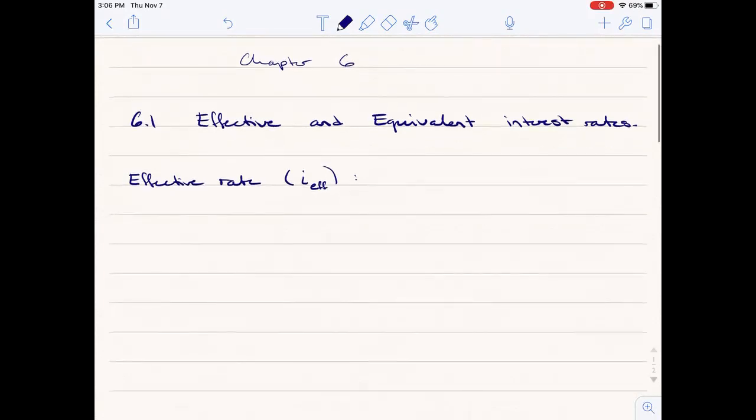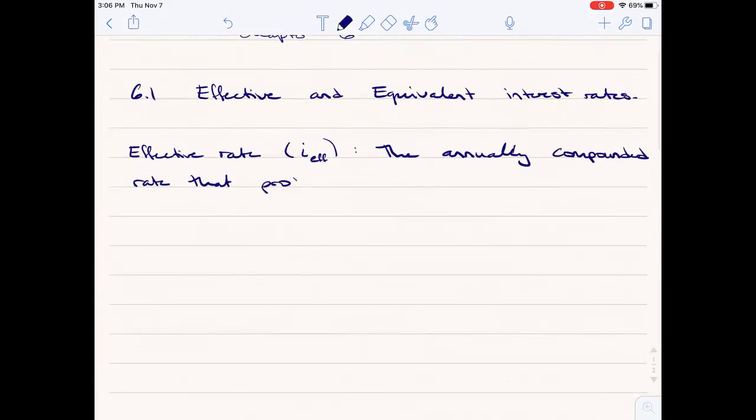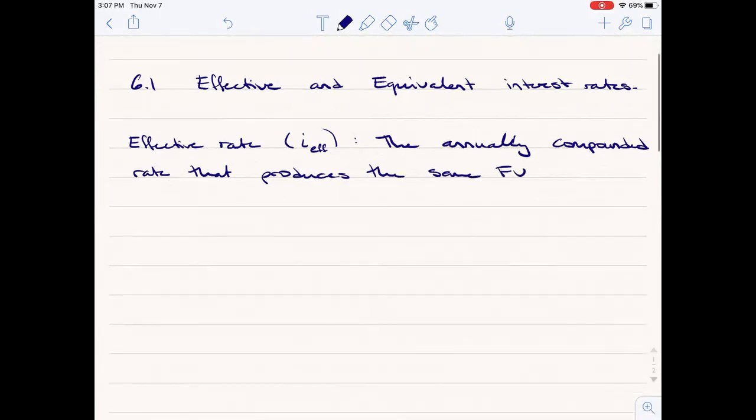Okay. And so it is the annually compounded rate that produces the same future value as the given nominal rate.